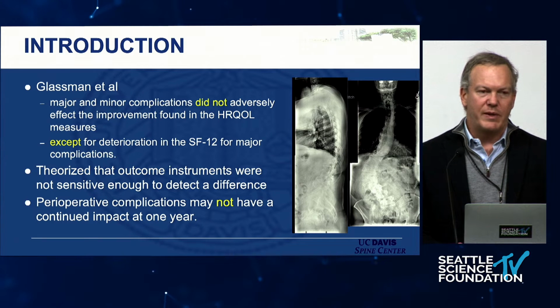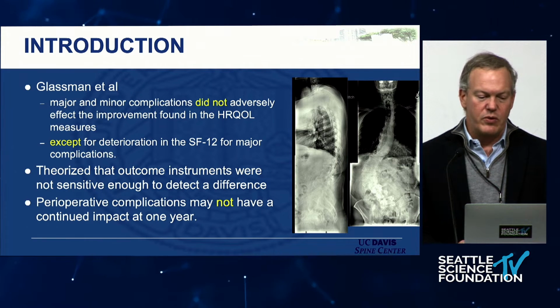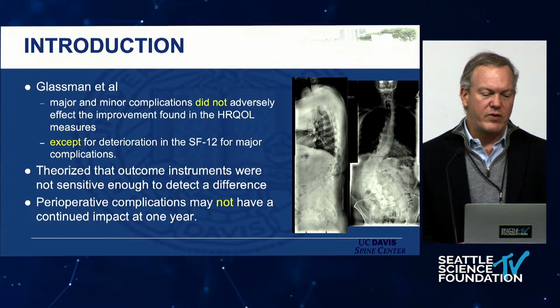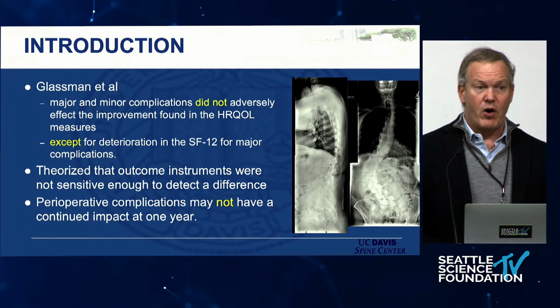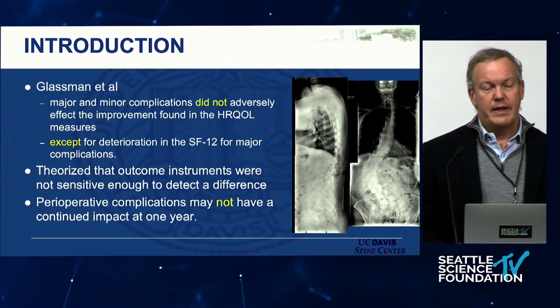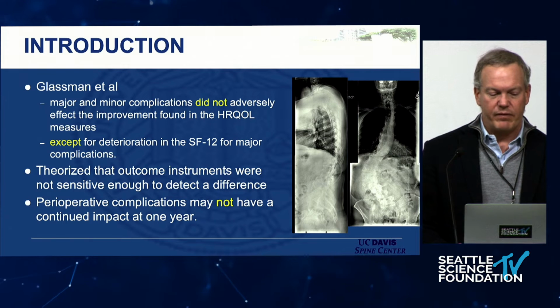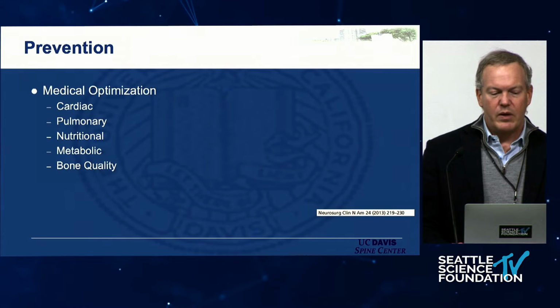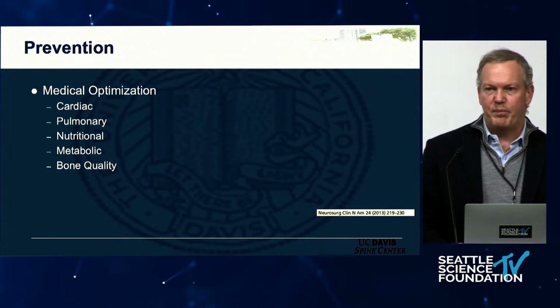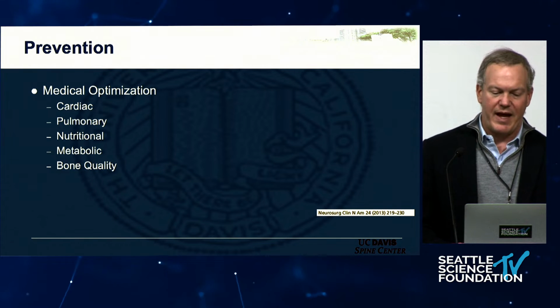What he ultimately thought was that the outcome instruments we use aren't sensitive enough to detect a difference. And maybe also that as we get further away from the complication, if you have a heart attack and you survive that heart attack, it is less impactful for you a year after surgery. And so the key part to complication management is not to have it in the first place.